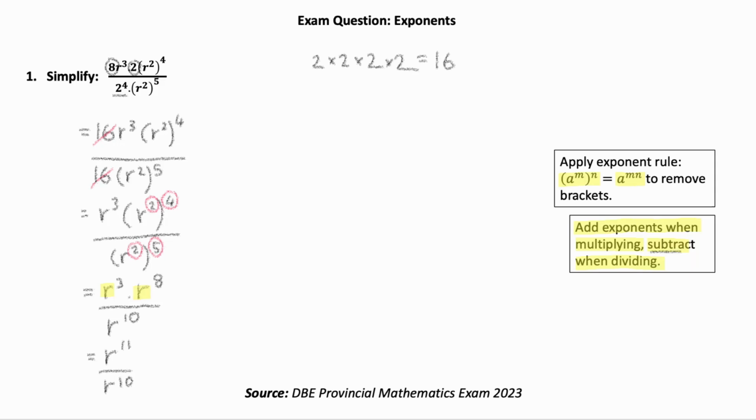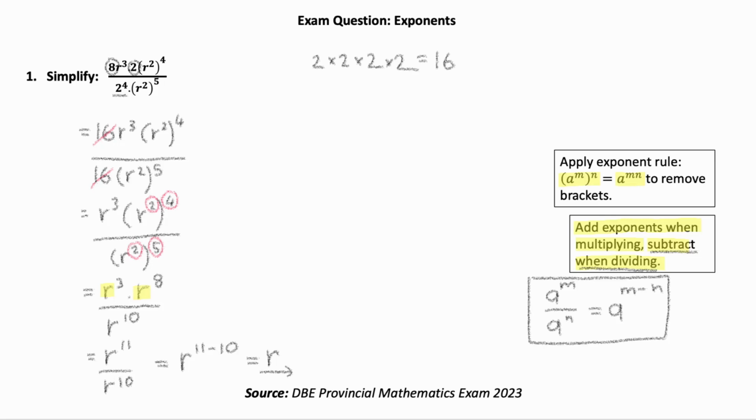Now take a look at this. Subtract when dividing. So this is the exponent rule: a to the power of m divided by a to the power of n is equal to a to the power of m minus n. So if we apply this exponent rule, we will get the following: r to the power of 11 minus 10. That leaves us with r to the power of 1. And remember, we don't write the 1, so the final answer is just equal to r.